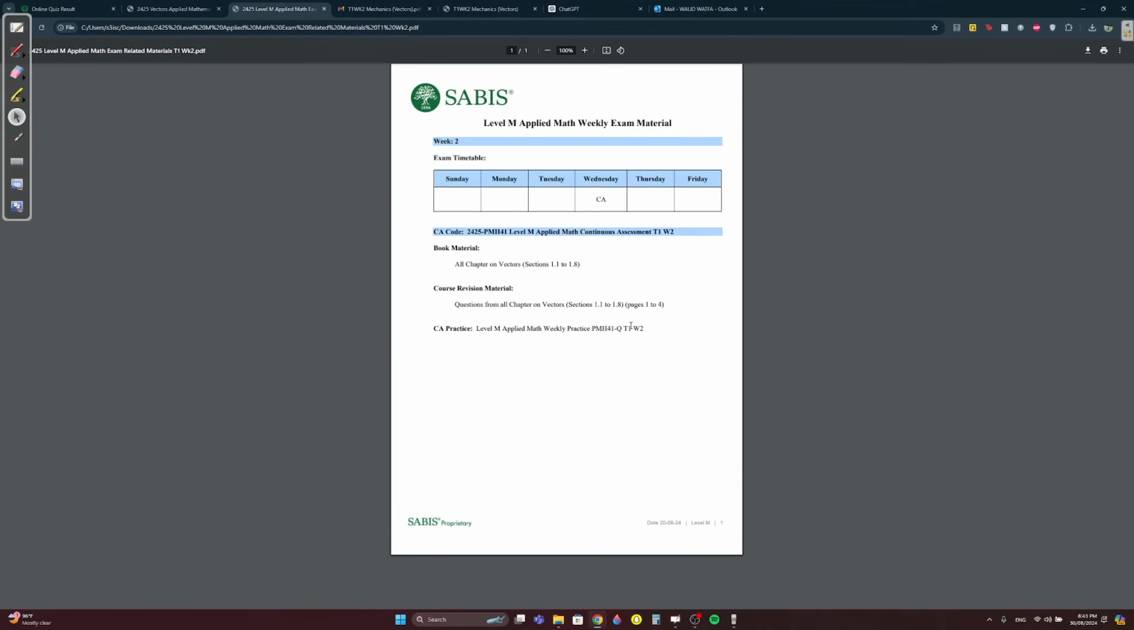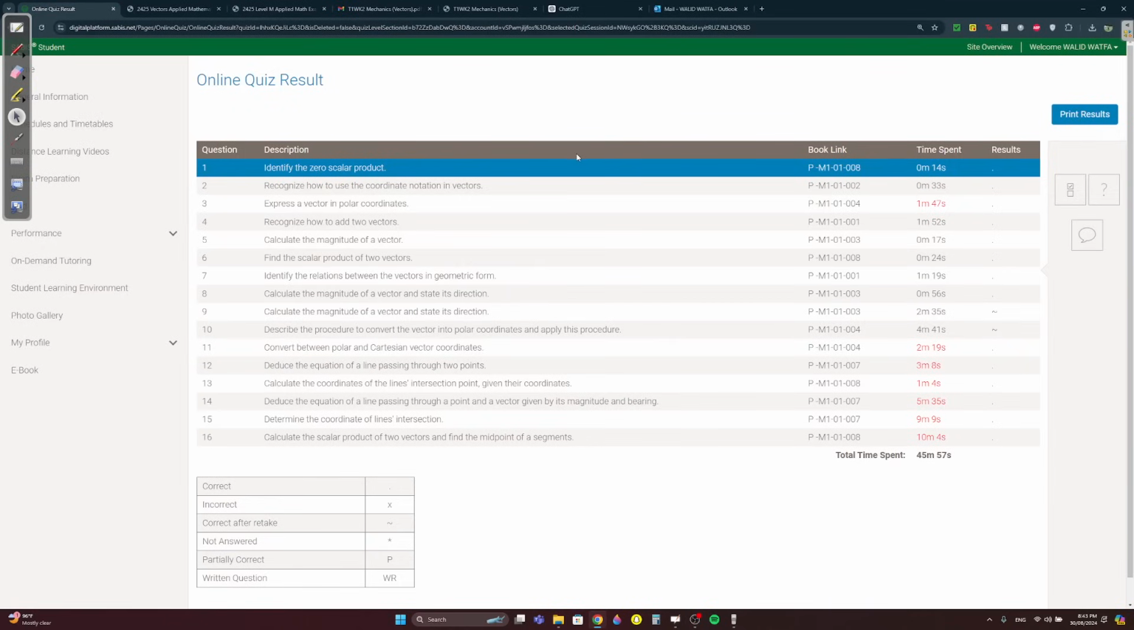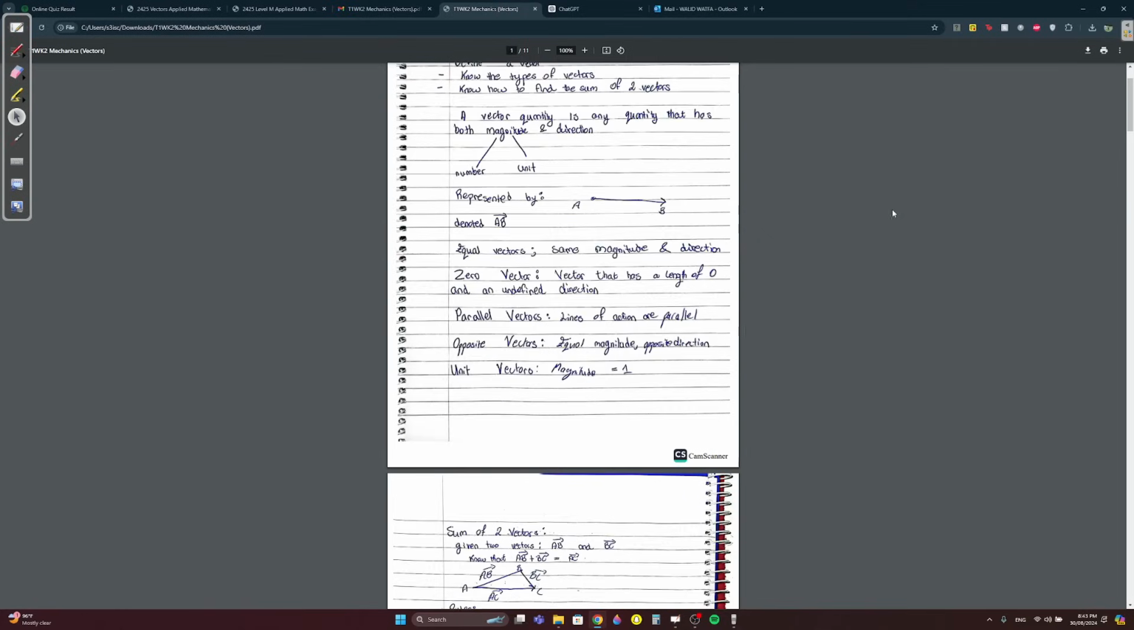80% of the exam always comes from grid questions. So you have to memorize the grid questions. You don't have to know them, so you can skip to the quiz. I'm going to start now with the notes.